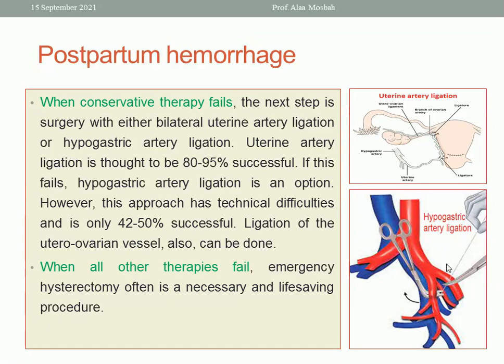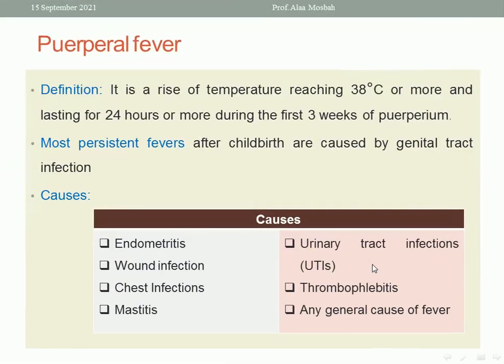Okay, so this can control the bleeding up to 50% of cases. Uterine artery ligation can control bleeding up to 80 to 95% of cases. So we'll start with uterine artery ligation. If not responding or bleeding persists, we can do hypogastric artery ligation. If failed, we should do hysterectomy for life saving.